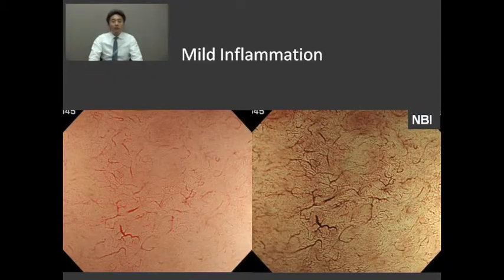On the other hand, in mild inflammation mucosa, we could not clearly see these oval-shaped diffuse areas, nor could we clearly see the network. This result suggests that inflammation obscures these features.